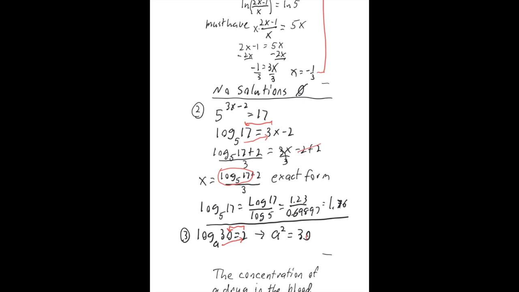And if a squared is equal to 30, we can just take the square root of both sides. Okay. A will be the square root of 30. And we don't have to worry about the negative square root because bases for logarithms are always positive.